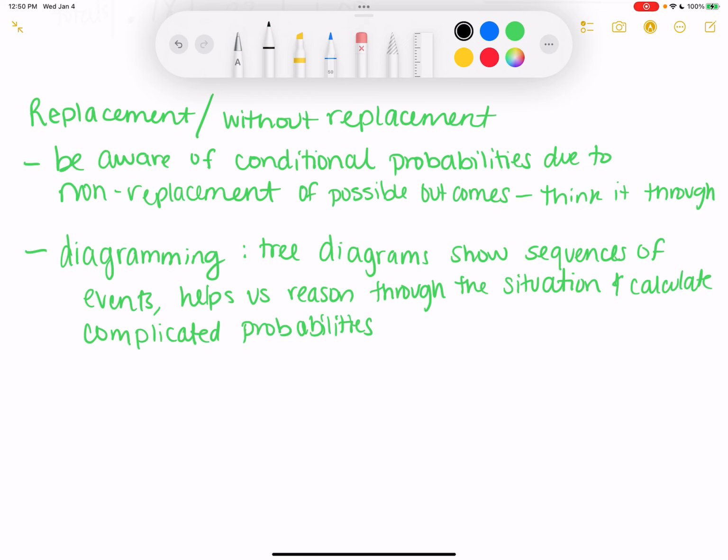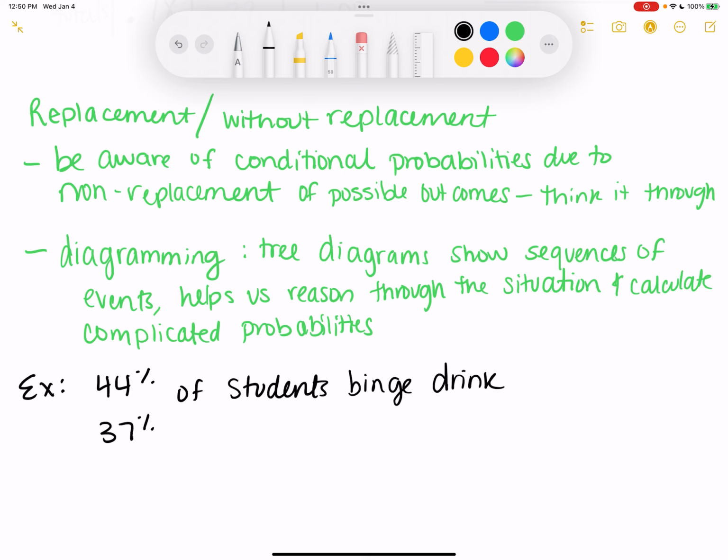Okay, so basically, it's going to be a big tree diagram. We have 44% of students binge drink root beer, of course. 37% drink moderately.